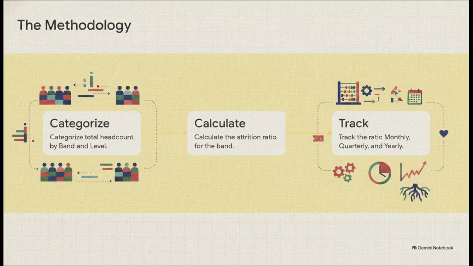So, to quickly summarize this methodology, Step 1, categorize your total headcount by band and level. Step 2, calculate the attrition ratio for employees in a particular band. And Step 3, track it monthly, quarterly, and yearly. These aren't just cold mechanics, folks. These are the vital signs of your business's health. It's literally the difference between panicking over a vague problem and strategically managing a known variable.